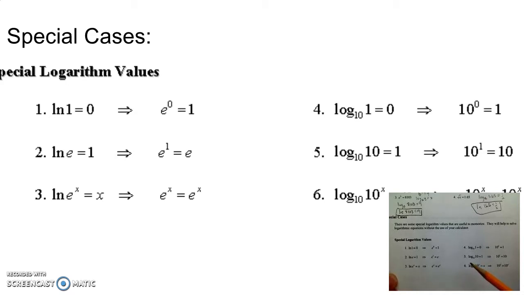E to the first equals e, and the natural log of e to the x equals x, because that's saying what's the exponent on e that will give us e to the x. Similarly, with the common log, log base 10 of 1 is 0, because 10 to the 0 power is 1. Log base 10 of 10 is 1. What's the exponent on 10 that would equal 10? Well, it's 1. And if we have a power of 10 that we're taking a common log of, well, the power then becomes our log.